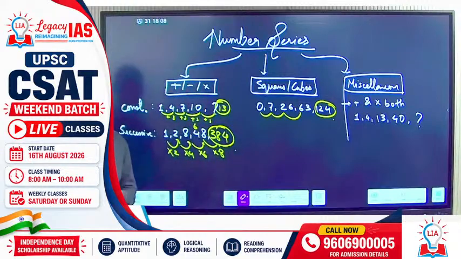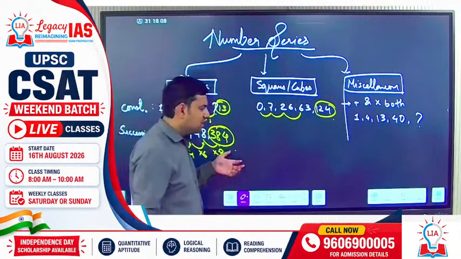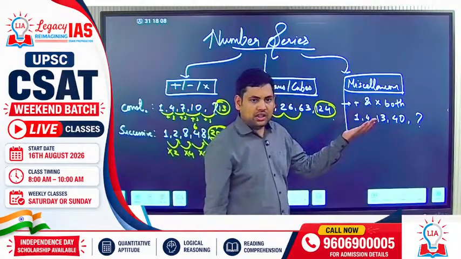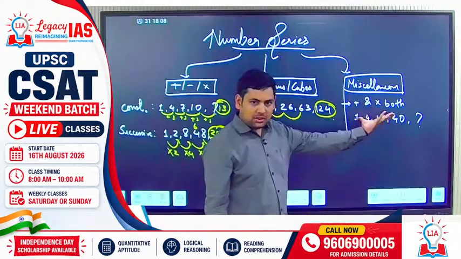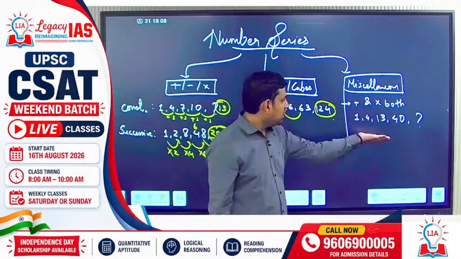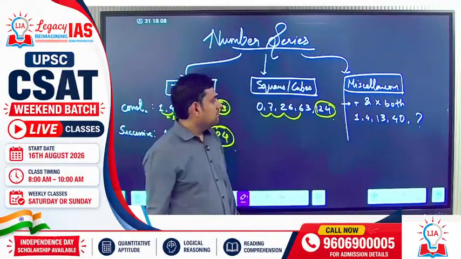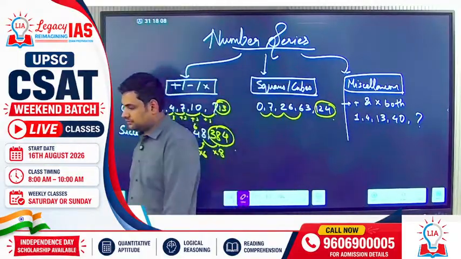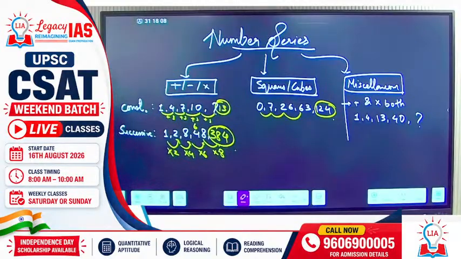Now, see this. Sometimes in miscellaneous questions, they mix 2, 3 things. Here, plus and multiplication are both mixed. Can you find the pattern? What is this? 1, 4, 13, 40. What is happening here?